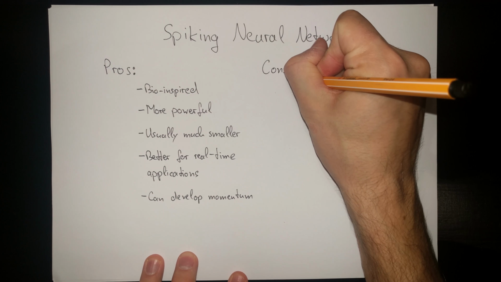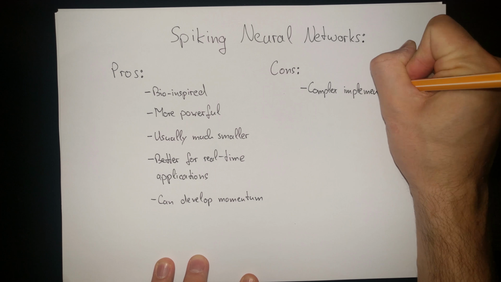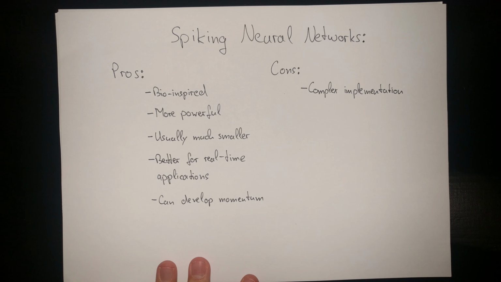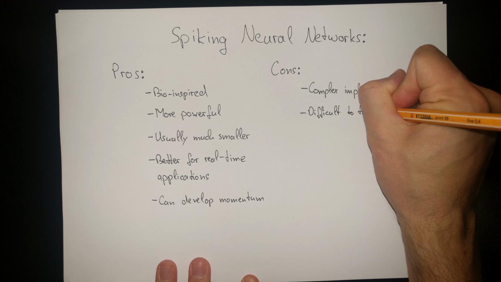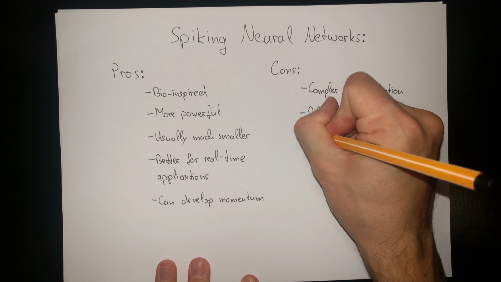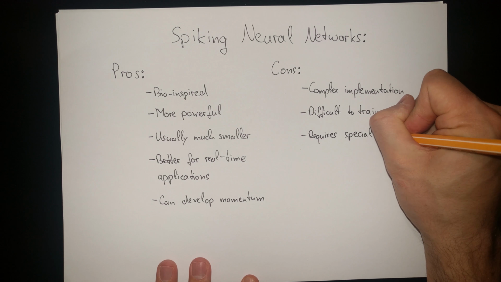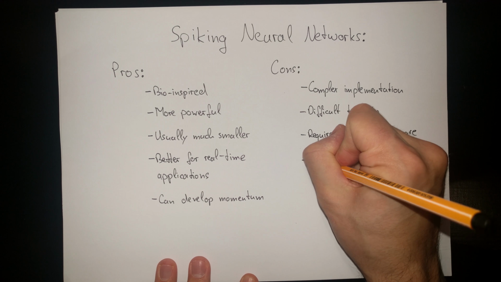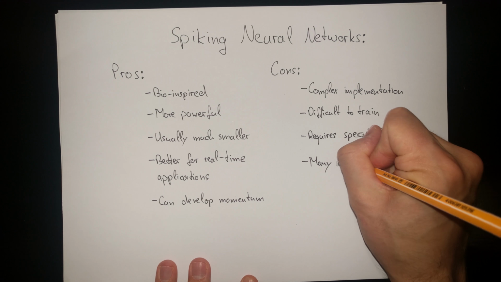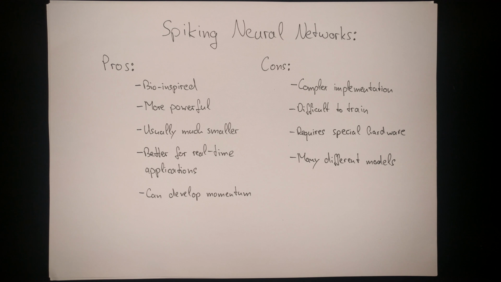But of course there are also con points, one of which is that they are rather complex to implement. As you might imagine, the traditional networks are much simpler to implement. They are difficult to train. We can't just use backpropagation usually, as with traditional neural networks. And in some cases it is advised to use special hardware that implements these electronic circuits in hardware to make them faster. And the last point is that the many different models often are quite subtly different, which makes it hard to decide which one to use.